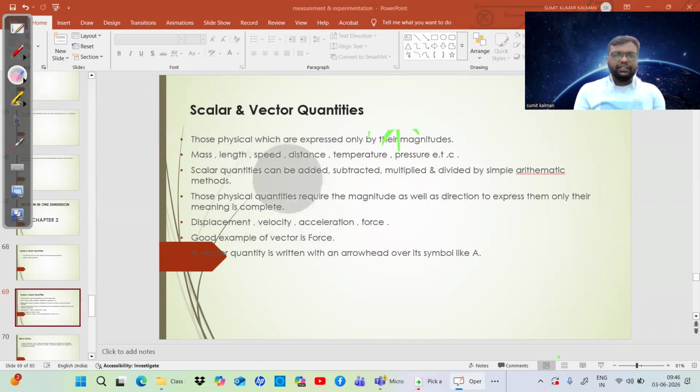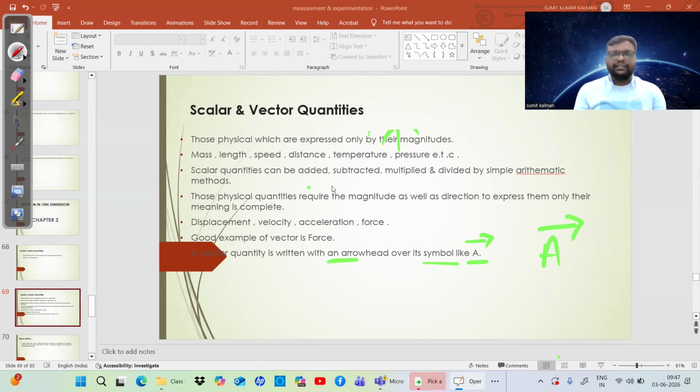Now, next is how to represent a vector quantity. A vector quantity is written with an arrowhead over its symbol, like A. Suppose we have a physical quantity A, and if it is a vector, then we will represent it like this. We will put an arrowhead on the top of the symbol A.